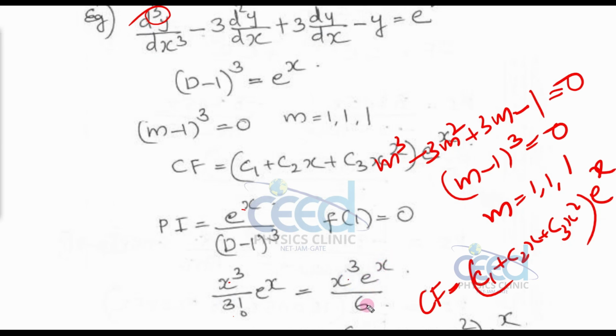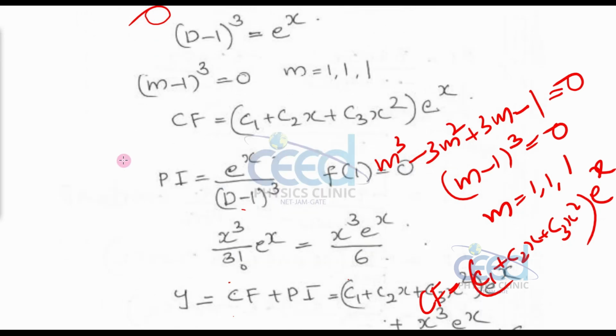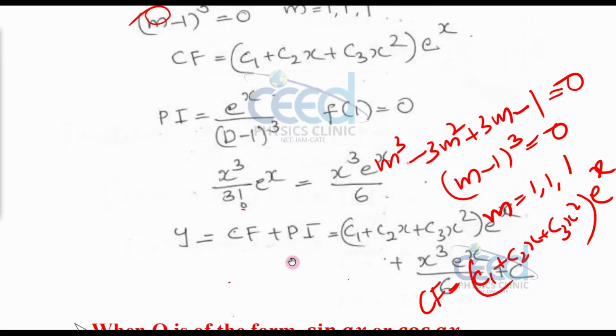So our final solution will be the sum of the complementary function and the particular integral. The complementary function we have already solved, and here we can substitute the particular integral value plus c. So this is the net solution.